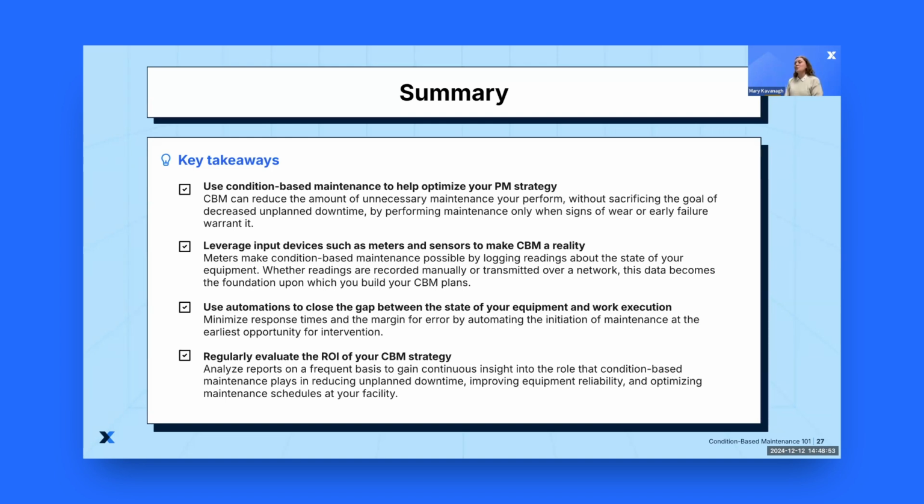Second point here, leverage input devices such as meters or sensors to make CBM a reality. They can make condition-based maintenance possible by giving you the data you need to actually mark those thresholds and create those actions, right? So it doesn't matter whether that reading is recorded manually or transmitted over a network. It's still data that's in your system. It's still something that can be actioned. But if we bring them in automatically, you are saving yourself some time and effort, and you are making sure that things are noticed right away, not just when someone next checks it.